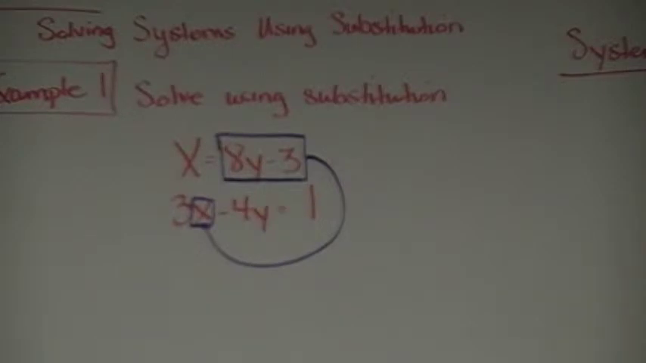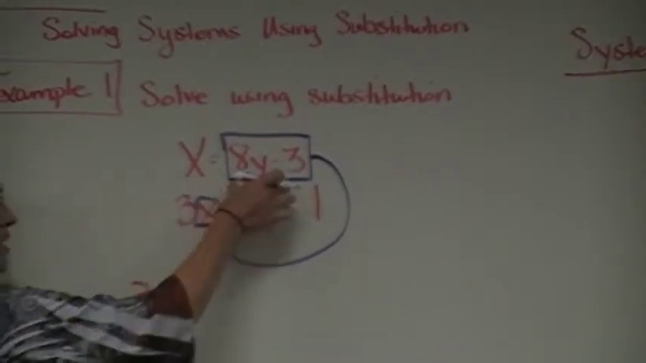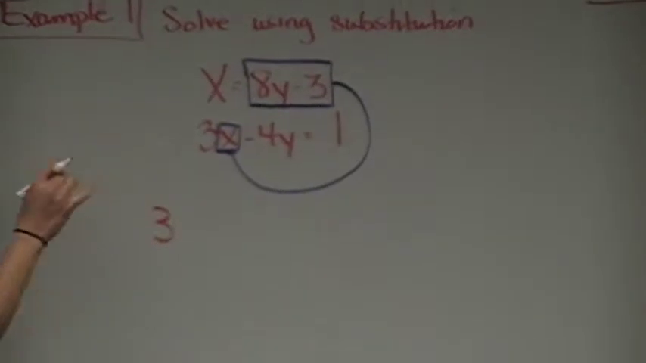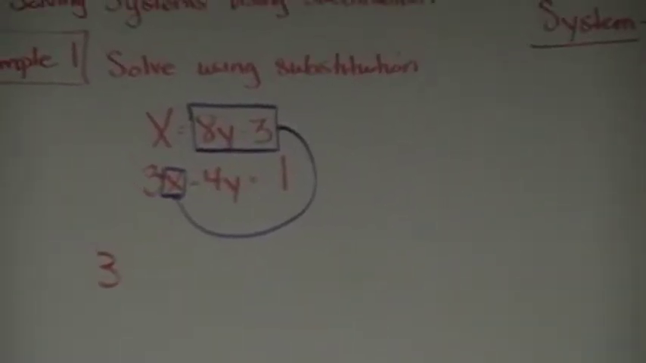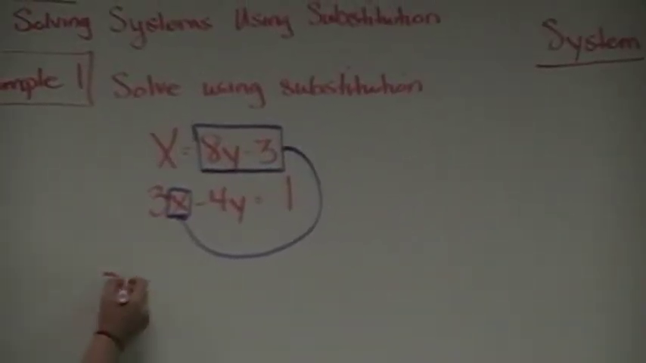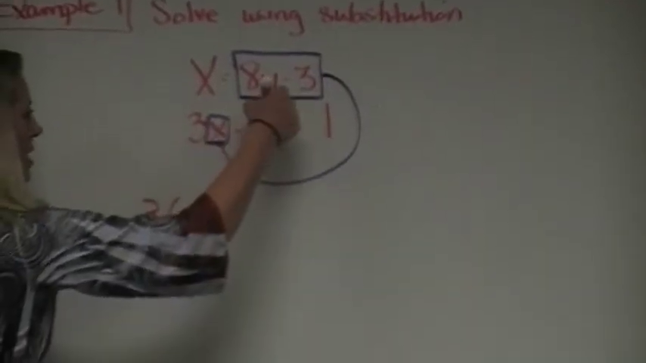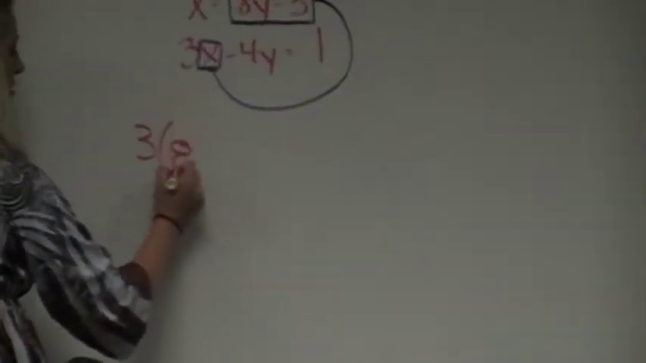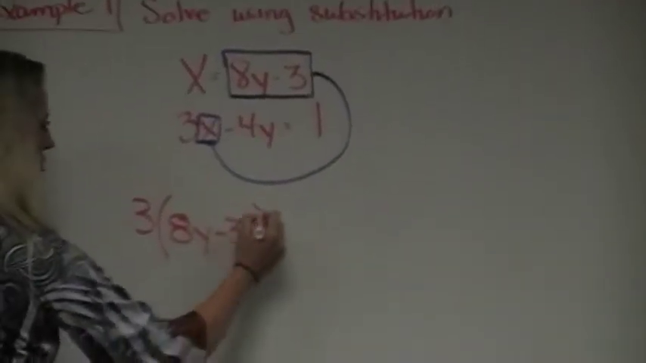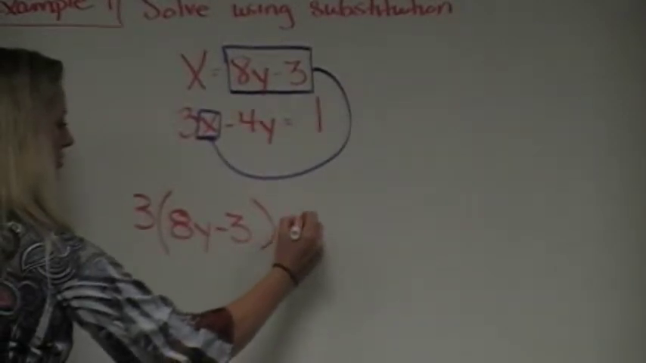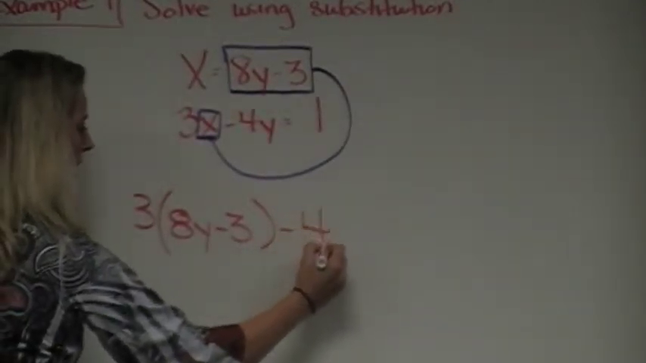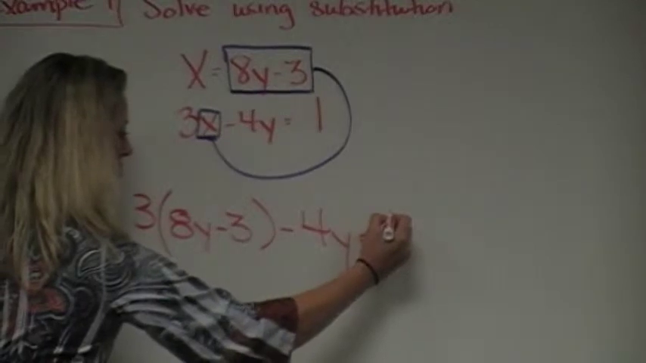Okay? So let's see what it looks like now, class. So we've got 3. And then obviously, guys, if we're replacing x with 8y minus 3, what do I need to make sure I put 8y minus 3 in? Parentheses. Say it a little louder, Tony. Parentheses, perfect. So I'm going to put 8y minus 3 in here for x. So 8y minus 3 minus what? 4y is equal to? 1.